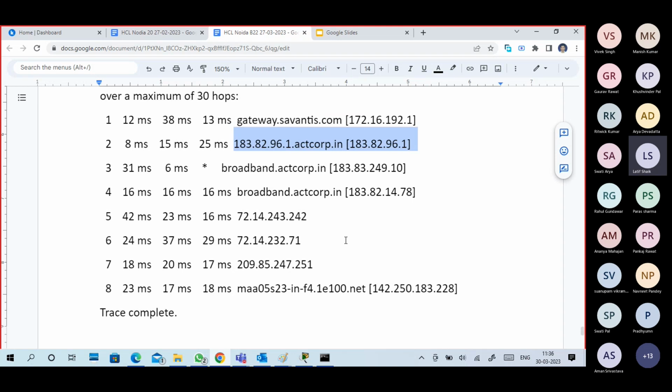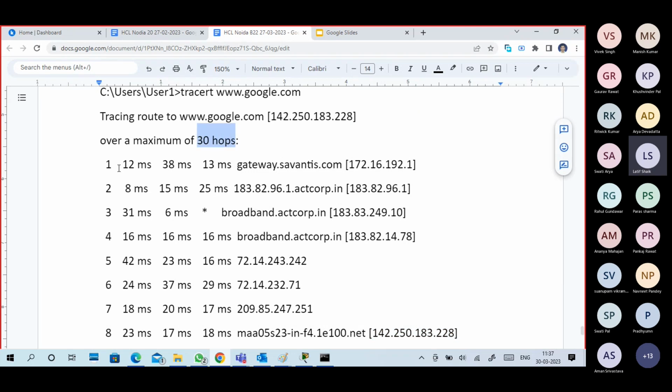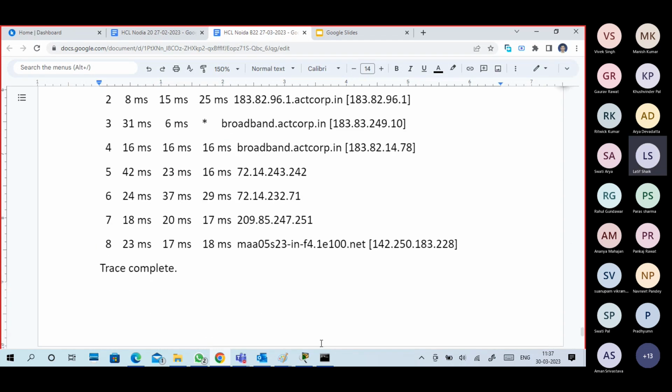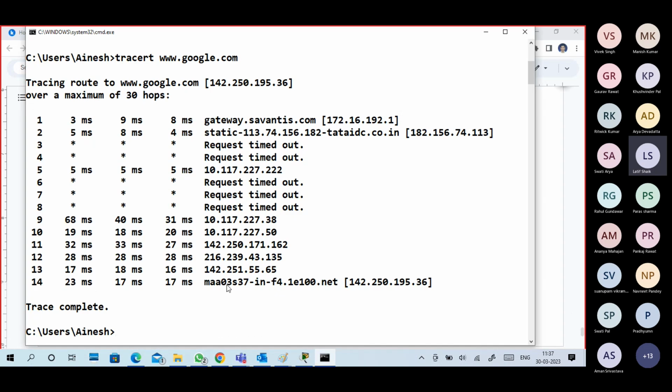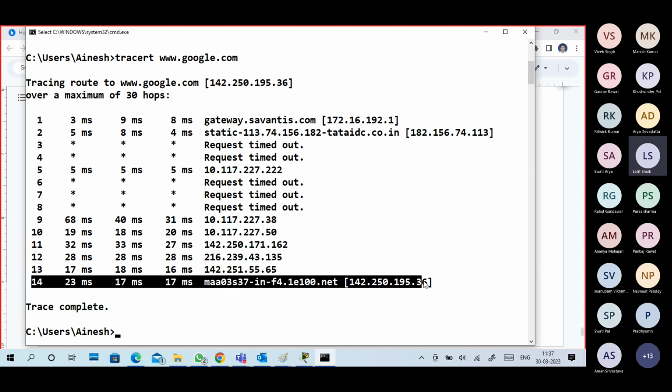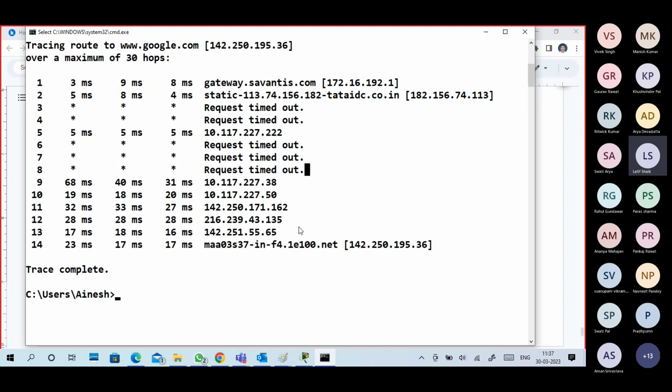So my current ISP, their routers, the path may change, but from my laptop to my router, to my ISP, to some other router, to other router, finally I will reach the destination, and I have to reach my destination within 30 hops. This is hop counting. By 8 hops I reached, but you must reach within 30 hops. Here it took 14 hops. If some route is not good, a request timed out comes. See, these are the different routers' IP addresses in between my PC, my router and the destination server.